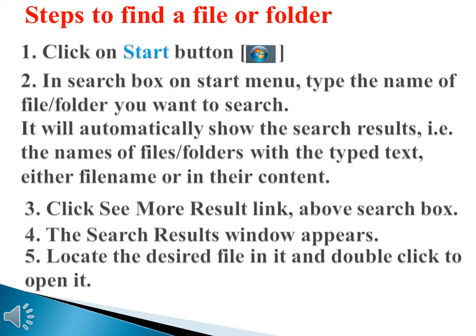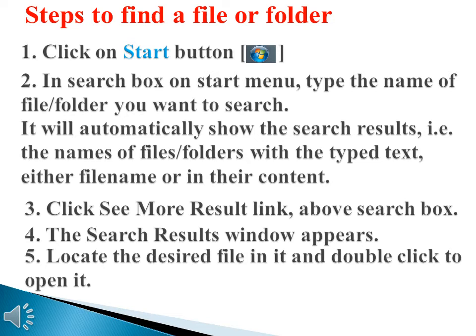These are the steps to find a file or a folder. First of all, click the start button. Now there will be a search box in the start menu. Type the name of the file or folder which you want to search. It will automatically show the search result, that is the name of your file or folder with the type text, either in the file name or in their content.